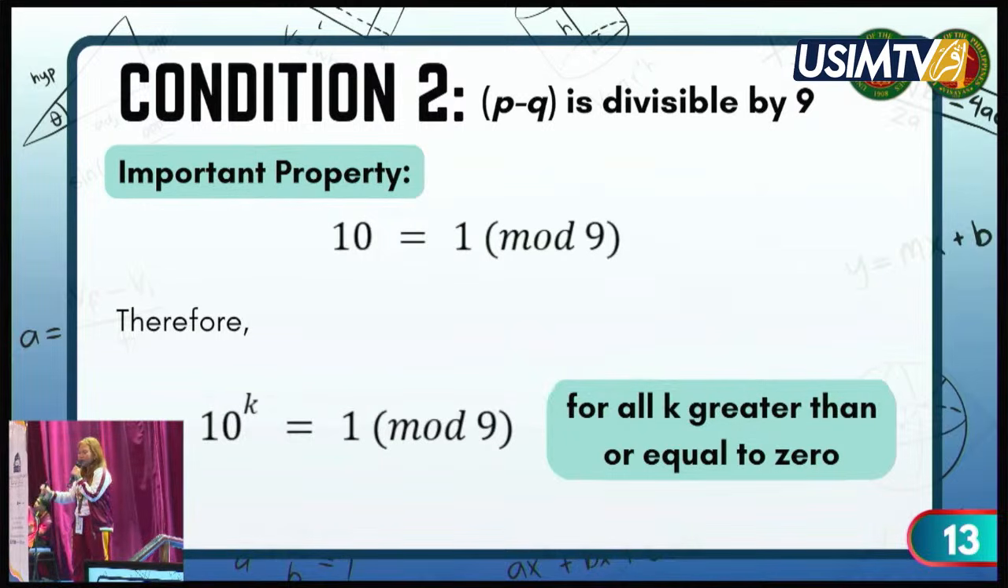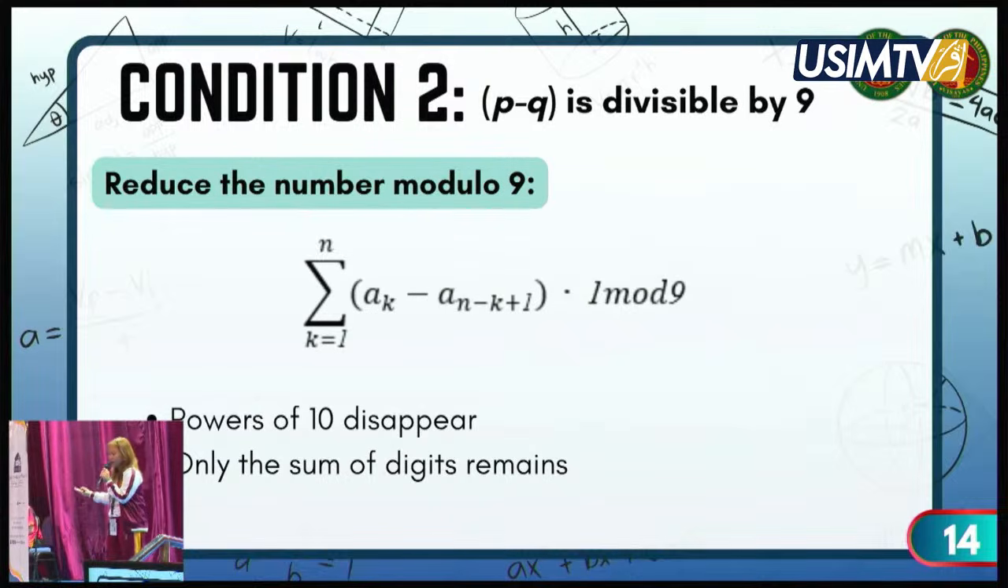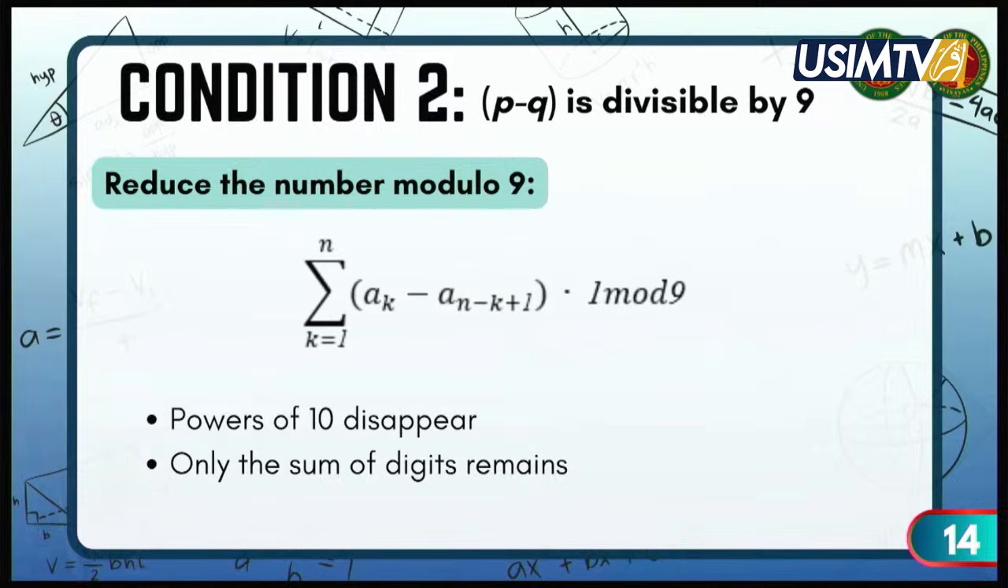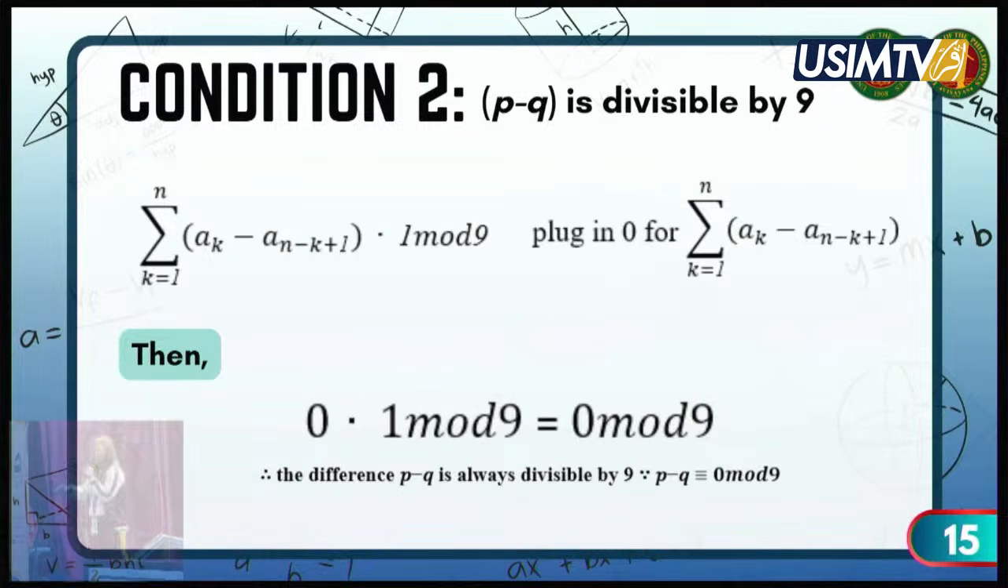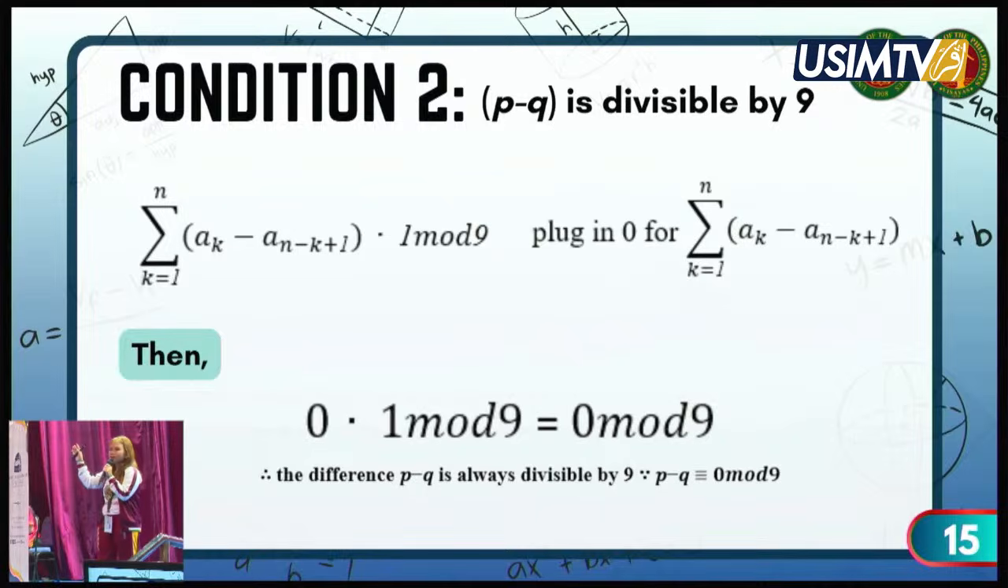And therefore, 10 raised to k is equivalent to 1 modulo 9 for all k greater than or equal to 0. And when we reduce the number modulo 9, the powers of 10 disappear, and only the sum of the digits remains. And because the digits are arranged in reverse order, the differences naturally cancel each other out, and there's a zero left in modulo 9. So we have 0 times 1 modulo 9 is congruent to 0 modulo 9.